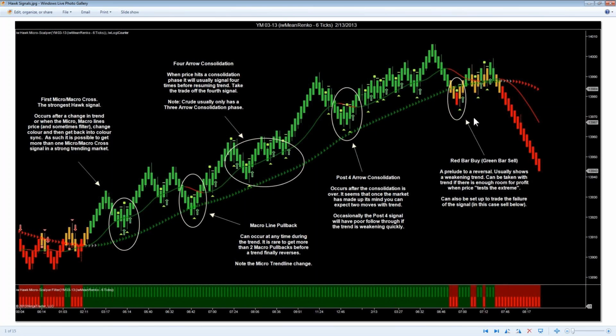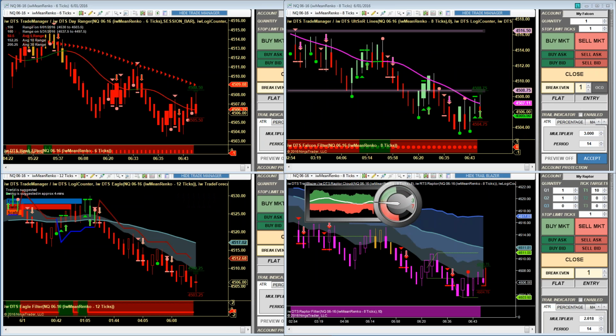Then we have the post 4-arrow consolidation, which speaks for itself. And then we have the red bar buy, or in a downtrend we would see a green bar sell. These tend to develop toward the end of a trend, and it's actually one of those signals that sometimes we'll take with trend, but because we normally anticipate the trend to end, sometimes we'll take it counter trend. We'll look for the failure of it. And sometimes we'll just use it as an early warning that perhaps the trade might start to unwind, that the trend may be starting to end.